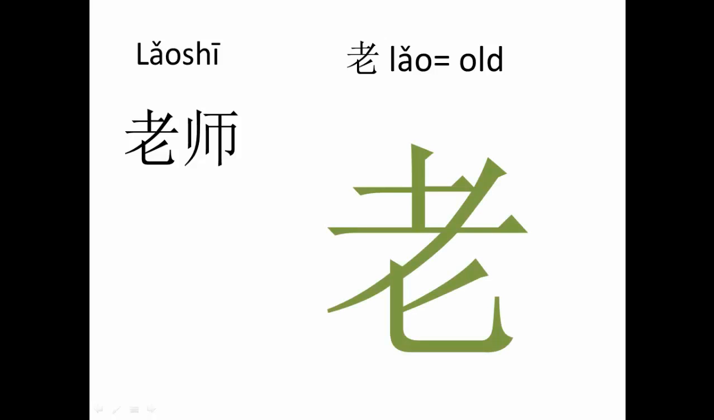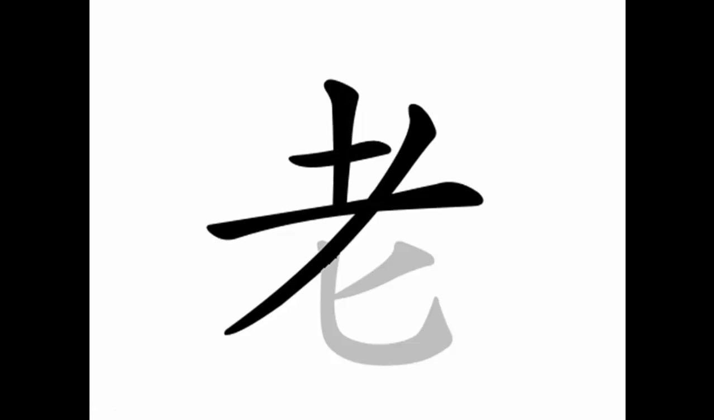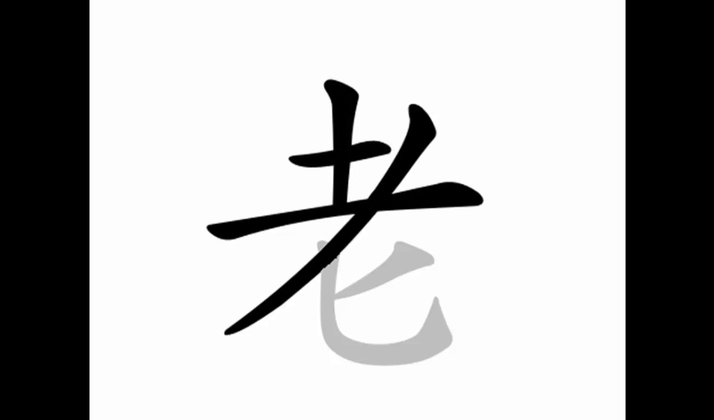The next character you need to know for this unit is lao shi, teacher. Lao in teacher means old. I think it looks like a man in a wheelchair. Here's how you write it. You draw the dirt radical, and then a samurai swoosh, and then the wheelchair. Again, the dirt radical, the swoosh, and then this, an ancient spoon radical.